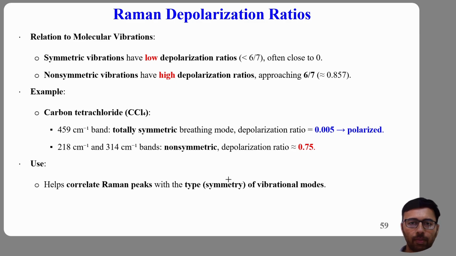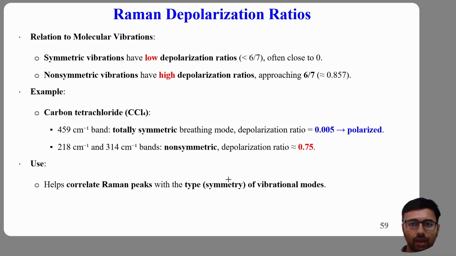Now examine the bands near 218 cm inverse and 314 cm inverse. These exhibit depolarization ratios around 0.75, which is very high. That tells us immediately the vibrations are non-symmetric bending motions. Notice how much information we extracted from the polarization alone. We did not merely determine the vibrational energy, we determined the geometric symmetry of the vibration itself. That is why Raman spectroscopy is such a powerful structural tool.